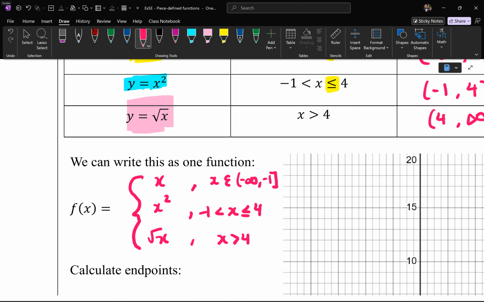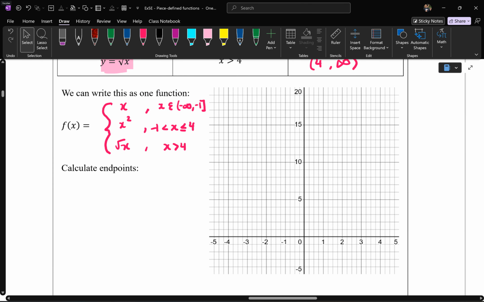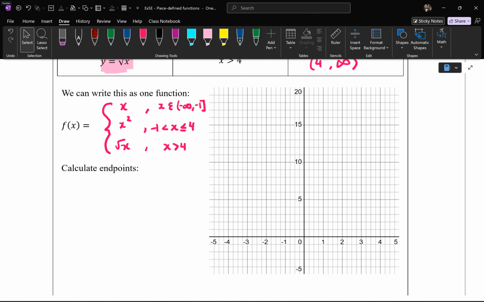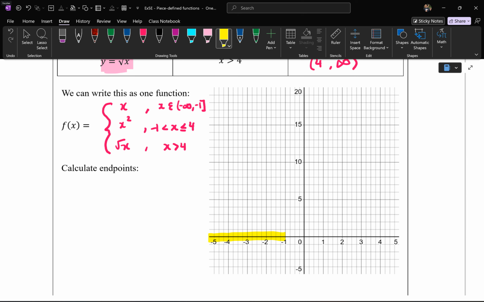So let's visualize what this looks like. If I were to calculate this by hand, I always start off by looking at the intervals because there are clear intervals here. It starts from negative infinity and goes to infinity. So negative infinity up to negative 1, this section that I highlight in yellow, I'm going to sketch y equals x. Negative 1 to 4, I'm going to sketch the quadratic part. And from 4 onwards, I will then sketch the surd.